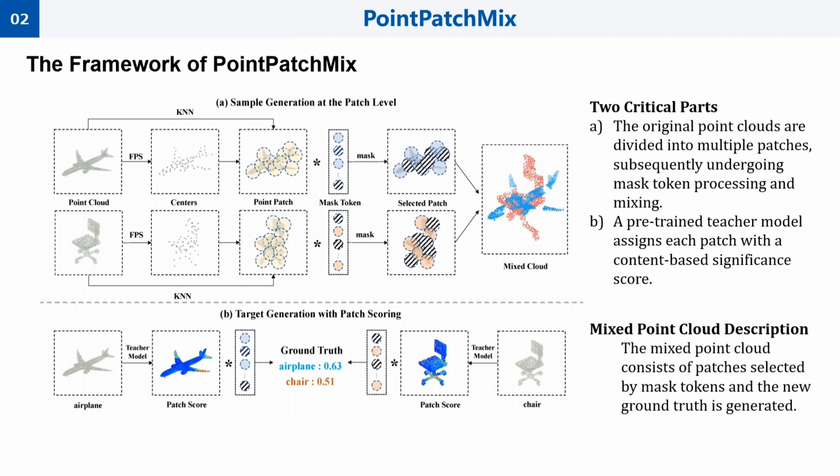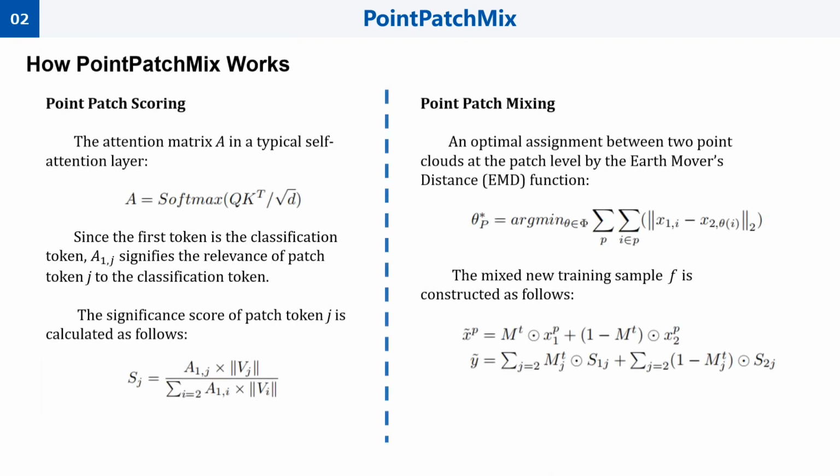As shown in the figure, the original point clouds are divided into multiple patches, subsequently undergoing mask token processing and mixing. Then, we generate significance scores for each patch using a pre-trained teacher network, which considers the value of the information contained in each patch. Finally, the mixed point cloud consists of patches selected by mask tokens and the new ground truth is generated. So, how does PointPatchMix work? It has two core parts, namely point patch scoring and point patch mixing.